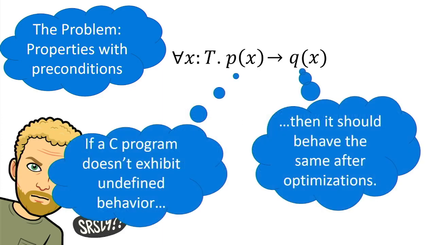For example, the previous property that I had with testing optimizations, well, what if instead of just having expressions, you wanted to make sure that if a C program doesn't exhibit undefined behavior, then it behaves the same before and after optimizations. Now it becomes a test of time PLDI paper from 12 years ago. So yeah, this can be much harder than before.